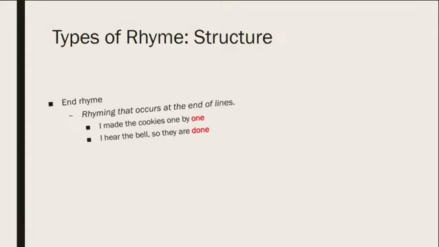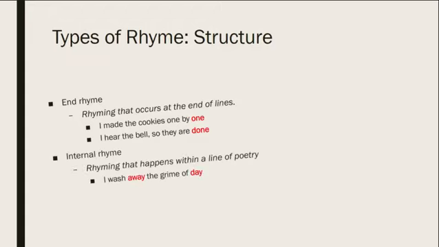So again, here, one and done are the words that rhyme. They happen at the end of the line. It's called end rhyme. It's easy to remember too. The other one is pretty easy to remember as well. It's internal rhyme, kind of like inside the line. The thing is that when we talk about rhyme scheme, internal rhyme doesn't play a huge role, because when we talk about rhyme scheme, we're only focused on what's happening at the end of the line. But in the example here, away and day happen in the same line of poetry, and they rhyme.